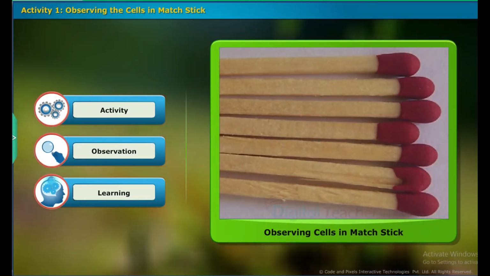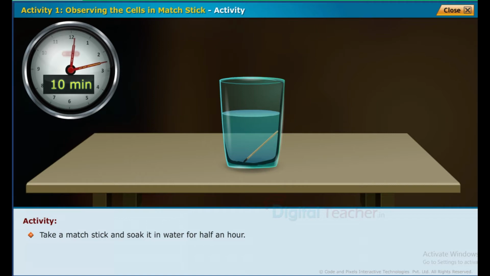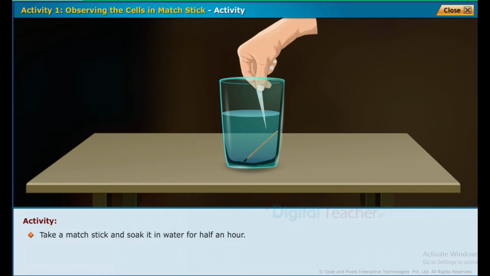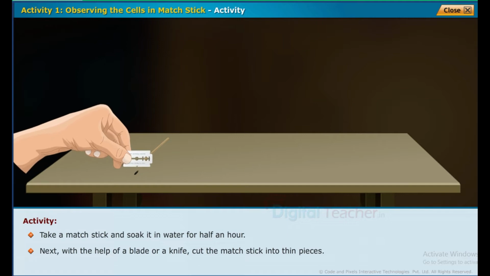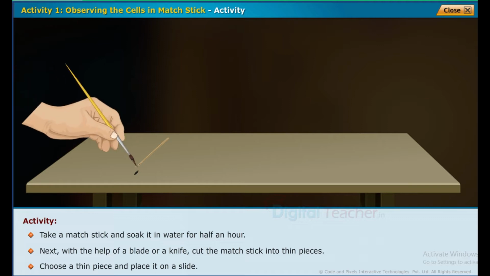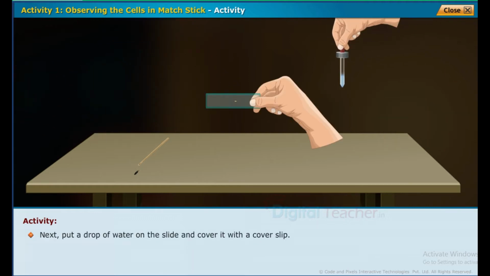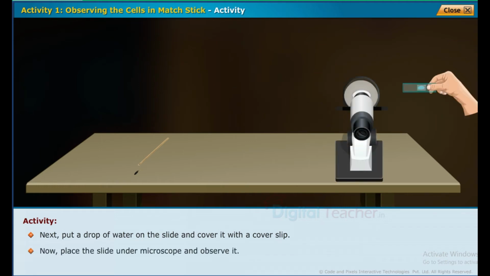Here, let us perform an activity to observe the cells in matchstick. Take a matchstick and soak it in water for half an hour. Next, with the help of a blade or a knife, cut the matchstick into thin pieces. Choose a thin piece and place it on a slide. Next, put a drop of water on the slide and cover it with a cover slip. Now place the slide under a microscope and observe it.